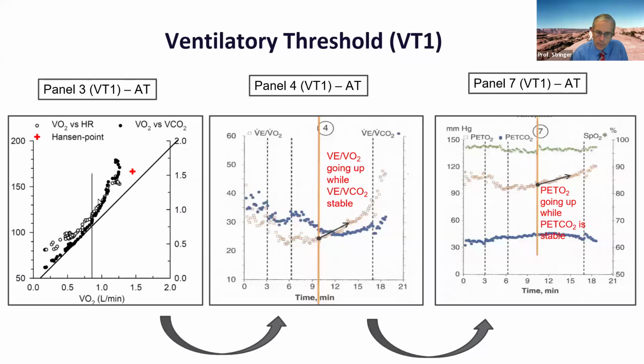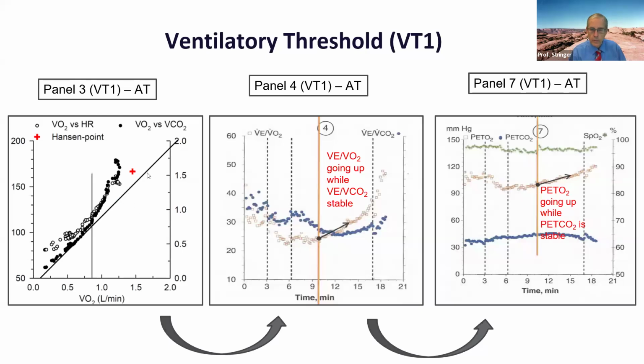When CO2 output begins to accelerate relative to oxygen uptake, going down to panel 4, you can actually see the ventilatory equivalent for oxygen starts up when the ventilatory equivalent for CO2 is either flat or going down. The open boxes here are the ventilatory equivalent for oxygen, and the closed blue circles are the ventilatory equivalent for CO2. So that point should be the same as that point. And then going down further into panel 7, and that's part of the reason that panels 1, 4, and 7 are in line, you can see the end tidal oxygen goes up at the time the end tidal CO2 is stable. So all of those are gas exchange manifestations of the V slope.